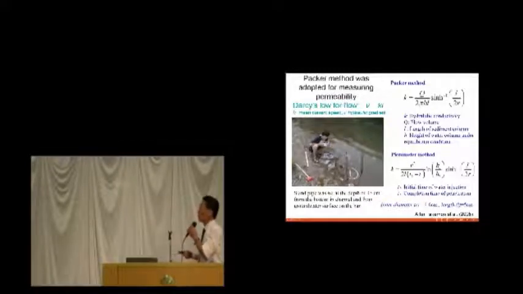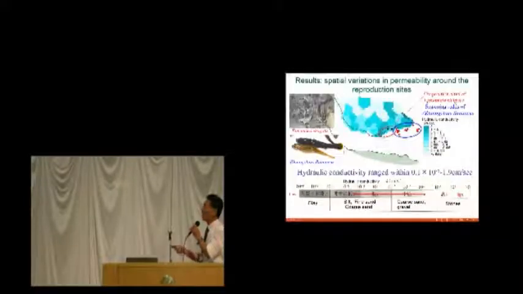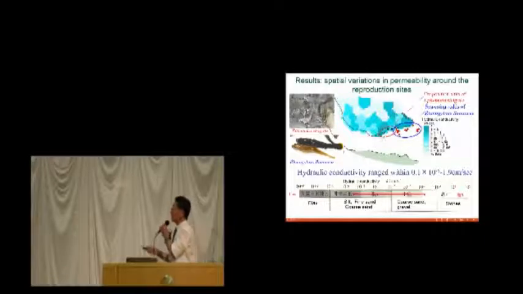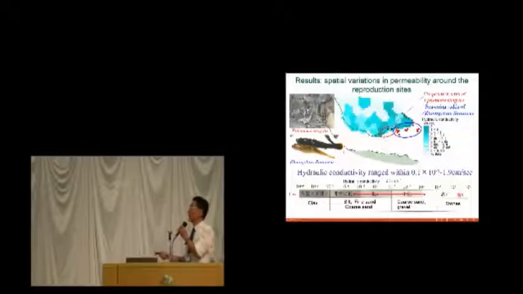And using this method, we measured along the bar and inside the bar. And then the hydraulic conductivity shows high values only along the bar head and the reef head areas. The blue circle shows the spawning redd of the goby fish, and the red circle shows the oviposition sites of the mayflies. And interestingly, they are gathering along the place of high hydraulic conductivity.